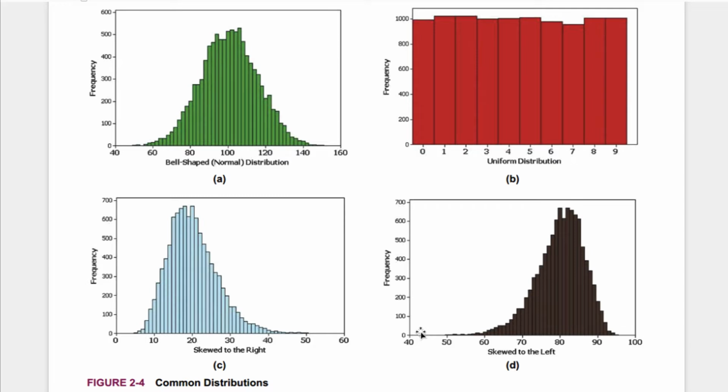So to be normally distributed, you need to look relatively like a bell-shaped curve that is symmetric.